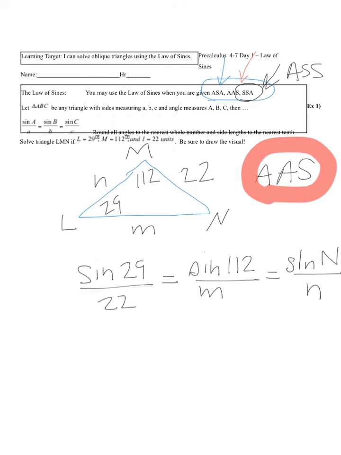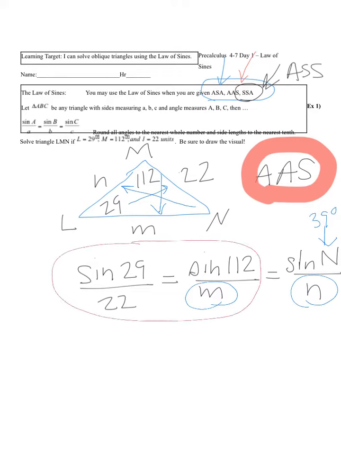So sine of 29 compared to its opposite side 22 is equal to sine of 112 compared to its opposite side. And then we have sine of n to its opposite side. Now we know that all three angles in a triangle have to add up to 180, so we can quickly determine that angle n is 39 degrees. So what we're going to do is just solve for the unknowns. So I'm going to have to solve for m, and I'm going to have to solve for n. And so we'll take this one proportion at a time.